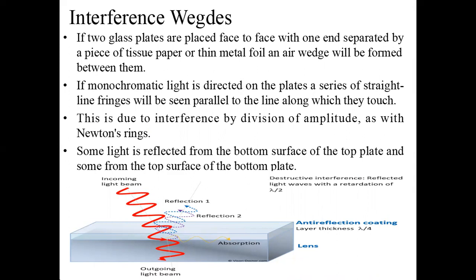Some light is reflected from the bottom surface of the top plate and some from the top surface of the bottom plate. Here we can see the incoming beam of light, and at the bottom the outgoing beam of light. There are two types of reflections. The blue reflection is reflection 1 and the purple shows reflection 2. The yellow arrow shows the absorption at the bottom side. The anti-reflectance coating layer thickness is shown by lambda over 4, and the destructive interference is shown by lambda over 2.